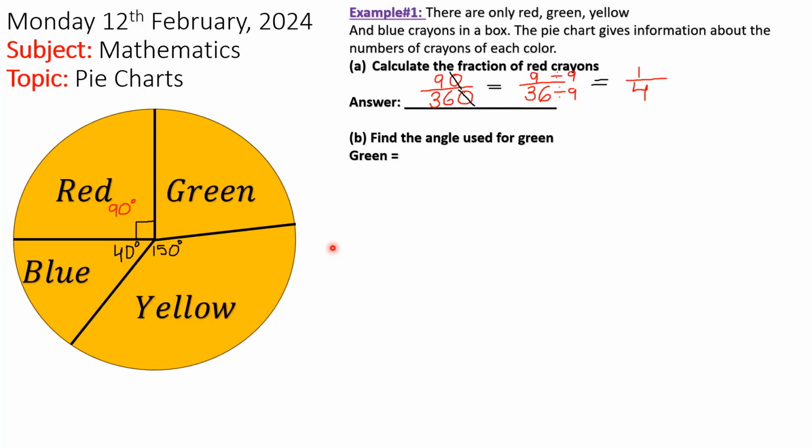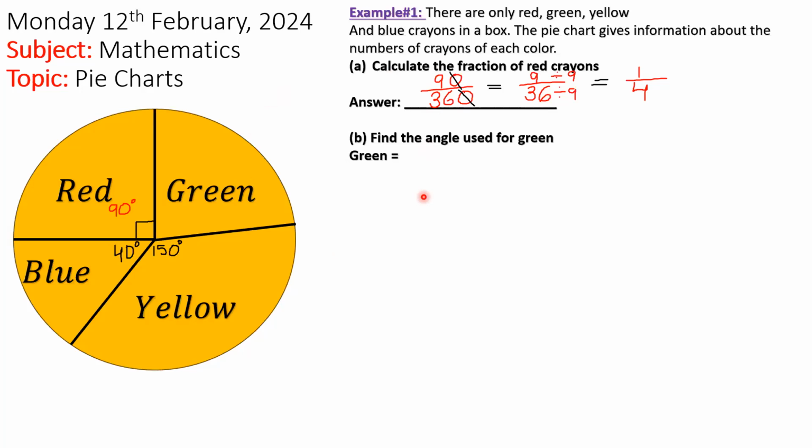Because that's just how many degrees the whole circle goes around. Very good, because angles in a circle add up to 360 degrees. Or like we say, angles at a point add up to 360, or angles around a point add up to 360 degrees. So in order to find green, we need to do two things.